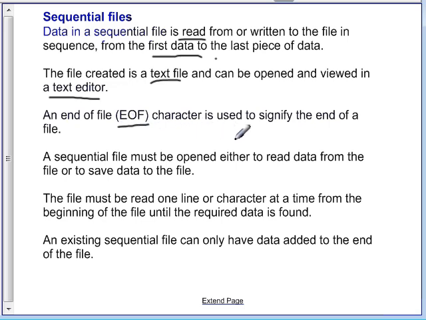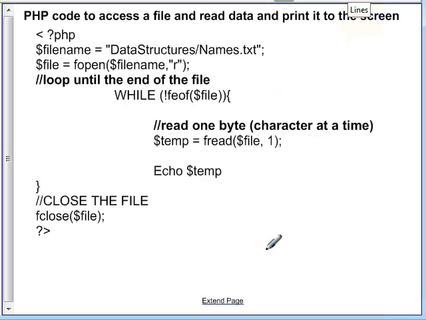In sequential files, you can either open it to read or to write. The file must be read one character or line at a time, from the beginning of the file until the end of the data is found. In a sequential file, you can only have data added to the end of an existing file, so you can't add it into the middle.